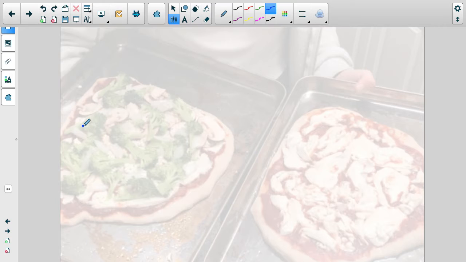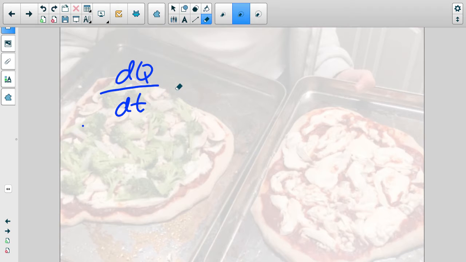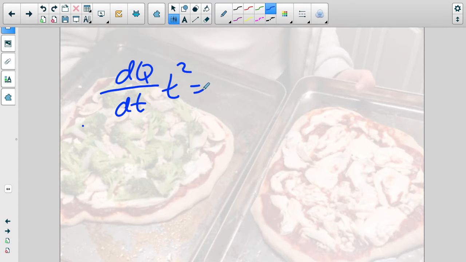The rate of change of Q with respect to t is inversely proportional to the square of t. She read me the words inversely proportional to the square of t, not the square root of t. Be careful that you read it correctly, okay? So I'm going to do this: inversely proportional to the square of t. And if it's a proportion, it means it always equals some constant. We don't know what that is.